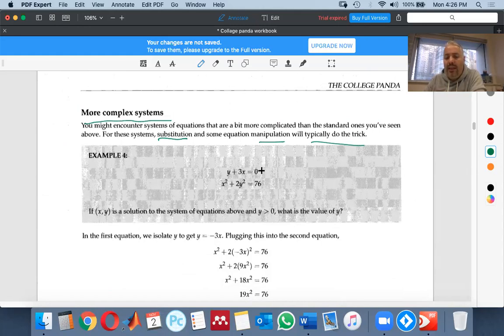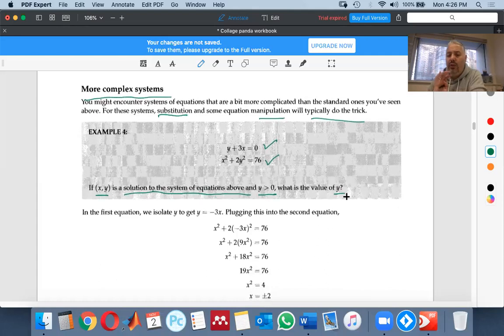Y plus 3x is 0. X squared plus 2y squared is 76. If (x, y) is a solution of the system, that means that we have a solution. We know that there is a solution, and we know that y is greater than 0. So what is y? What am I going to do?